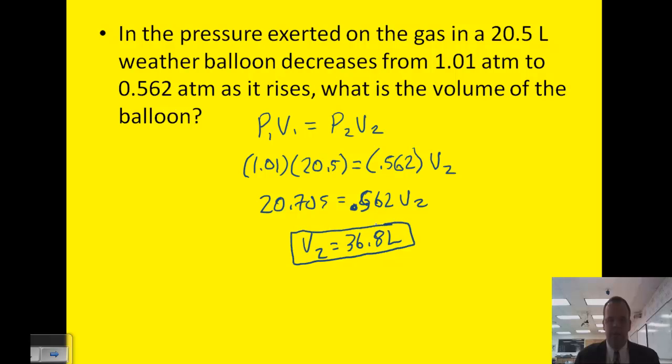Now, we can check to make sure this makes sense. The pressure is decreasing, so the volume should be increasing. It decreases by a little bit less than half, so the volume should be a little bit less than double, and that is indeed the case here.